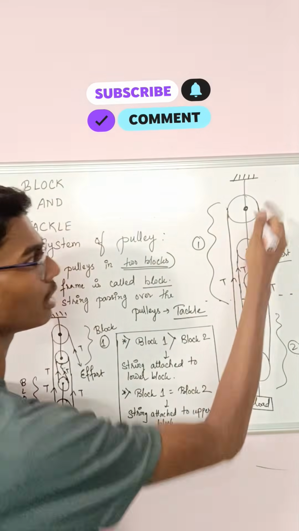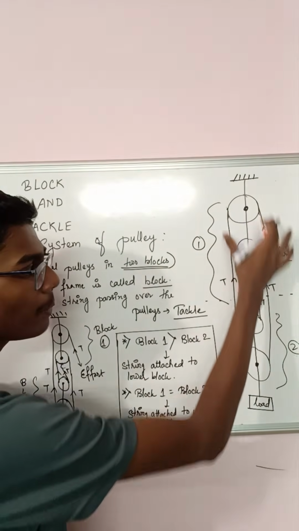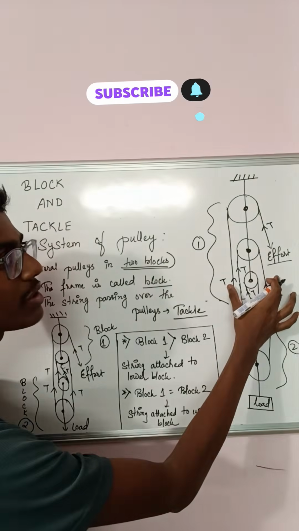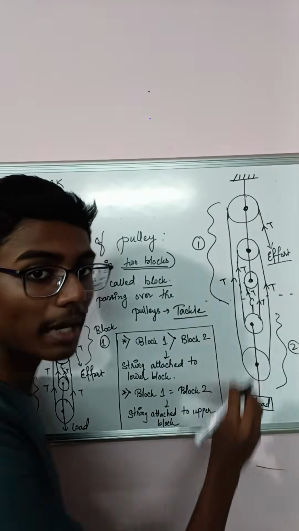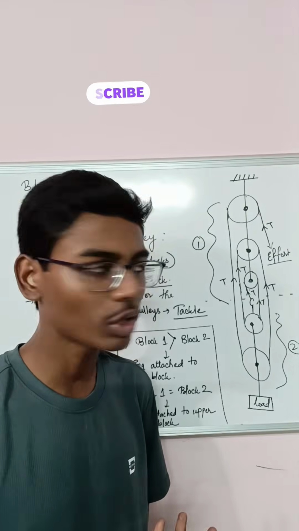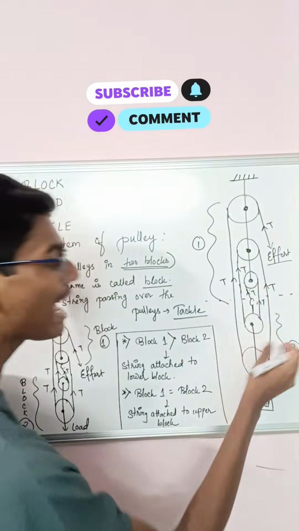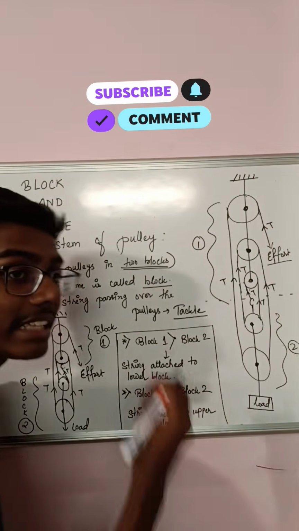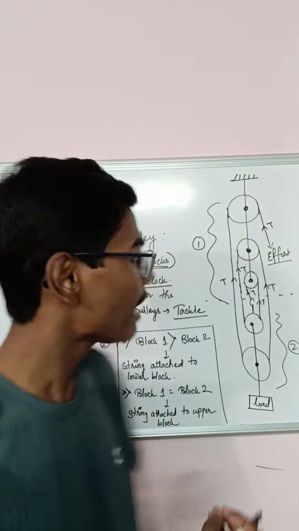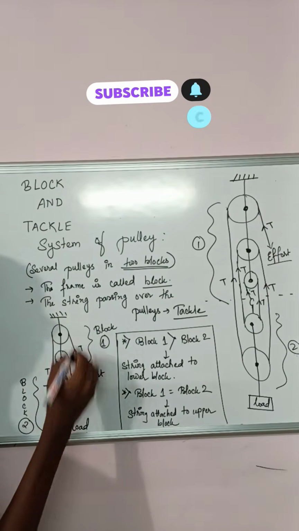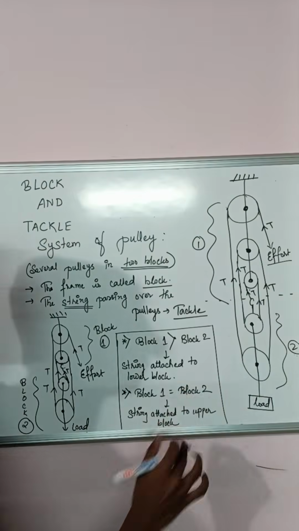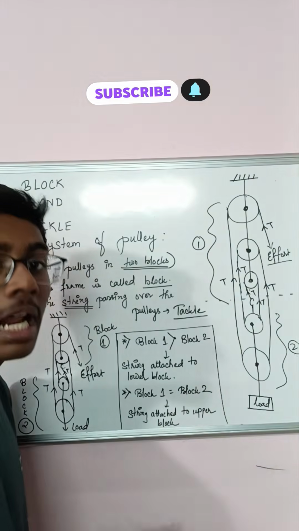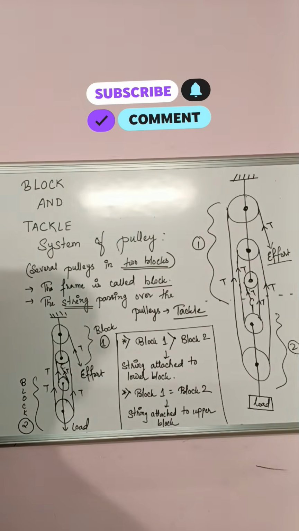See the upper portion which is fixed. The upper portion, the block 1 part, is always fixed to a rigid support. That's why we call it the fixed part, or for simplicity we can call it block 1. And the part which is hanging is known as block 2. And what is the tackle? Tackle is nothing but the string that is passing over the pulleys, holding it all together. You can see the strings that are drawn. That is your tackle.